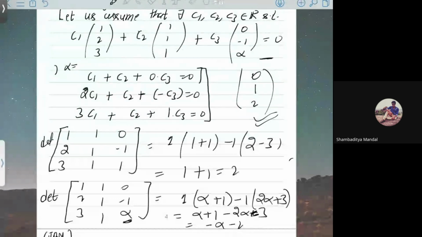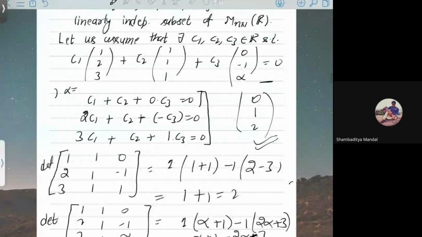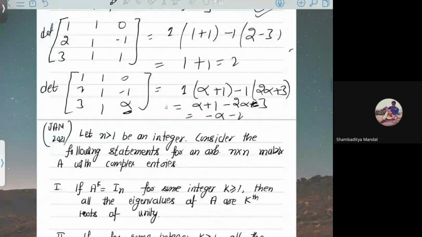Since I'm doing questions that help you in general, not just for this question but for other questions as well, that is why I explained everything. So this is also a very nice way of doing it. So next we have this question.